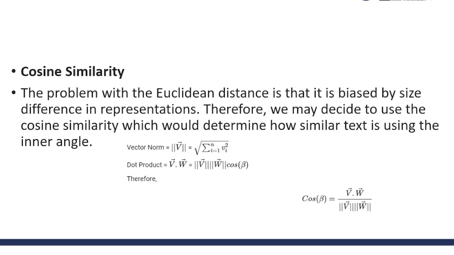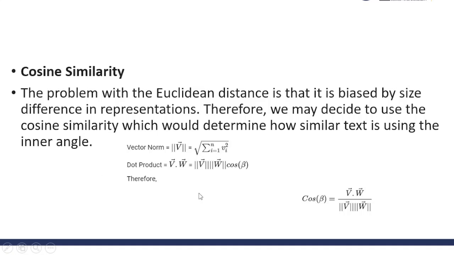So the problem with the Euclidean distance is that it is biased by size difference in representation. Let us see, if I have fewer representation for entertainment and more representation for machine learning, then it will get affected. So rather than that, I would want the angle to be considered along with the vectors. And this is where the cosine similarity helps me.